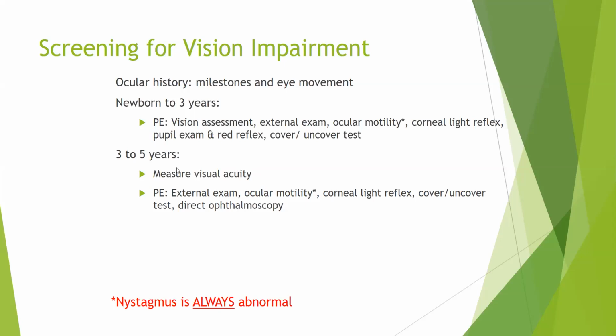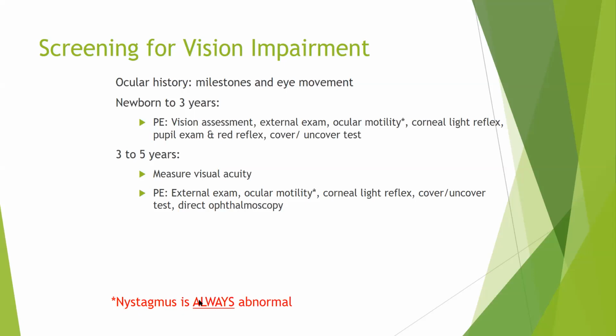From 3 to 5 years, we can measure their visual acuity. On our physical exam, we're going to do an external exam. We're going to look at the ocular mobility again. We're going to check the corneal reflex. We can do the cover-uncover test, and we can do direct ophthalmoscopy, so we can refer them to an ophthalmologist who can then get a better visual representation of the posterior portion of the eye and the retina.